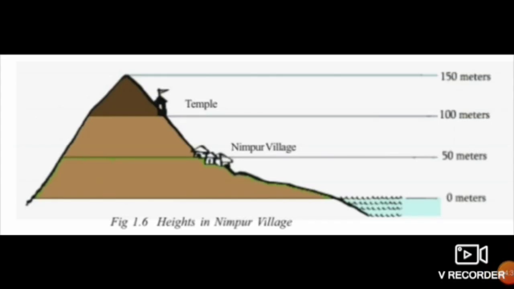Measuring heights on land. All heights on the land are calculated from the sea level, since all the seas in the world are connected to each other. The sea level, the top surface of the sea all over the world, is taken to be roughly the same. Look at the picture of Nimpur village on the screen to understand this idea. I will ask the questions related to it in the live session.